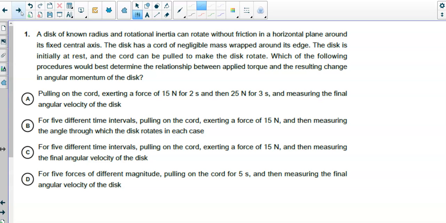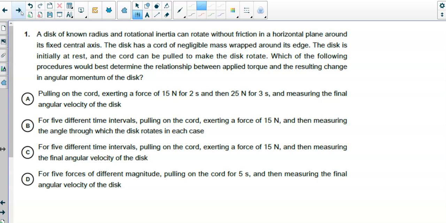And measure the angular momentum. So if we know the angular momentum, we would need to know the angular speed to do that. And it looks like at least A, C, and D all measure the angular velocity of the disk. That would help us get the momentum. I want one that changes the torque.